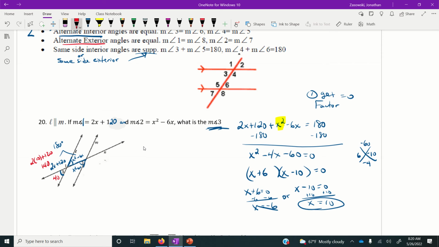Also, if you plugged in here, 10 squared is 100. And then minus 60 is going to be our 40. And it's equal, okay? And so the measure of angle 3 is equal to 40 degrees.